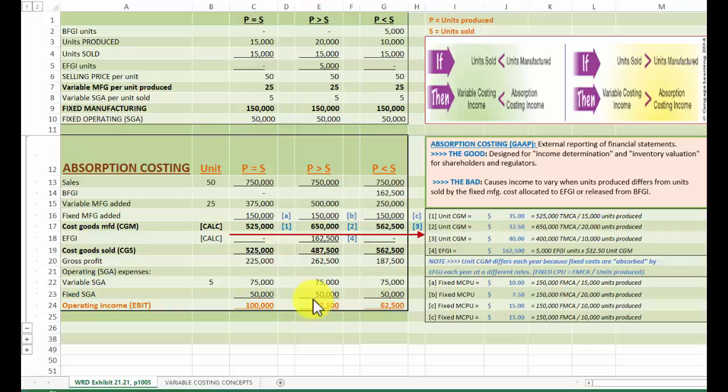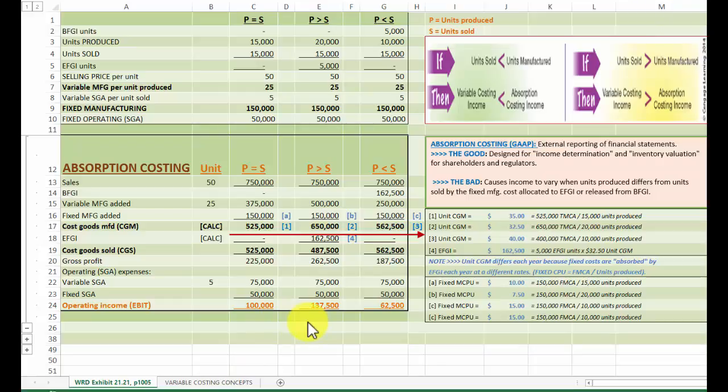Because full absorption costing buries some of the fixed manufacturing costs in ending inventory, it does not display all of the fixed costs incurred during the period on the income statement. Some of it is reported as ending inventory. It can overstate profits in periods where the number of units produced is bigger than the number of units sold. A little bit later, we will show you how variable costing corrects that.